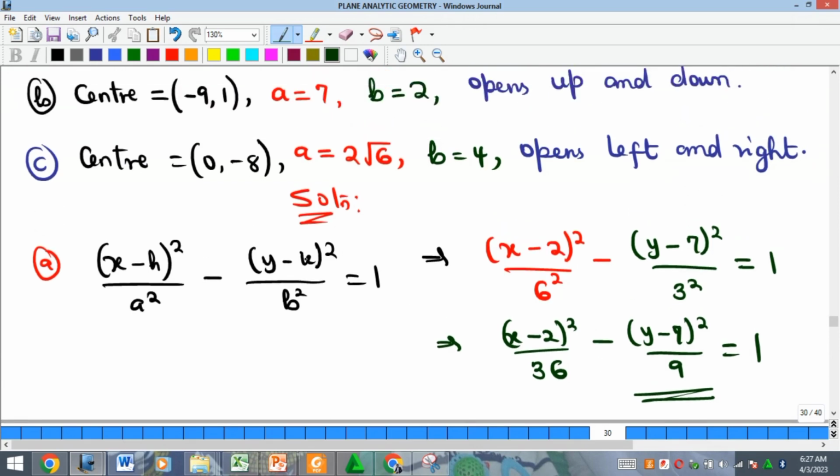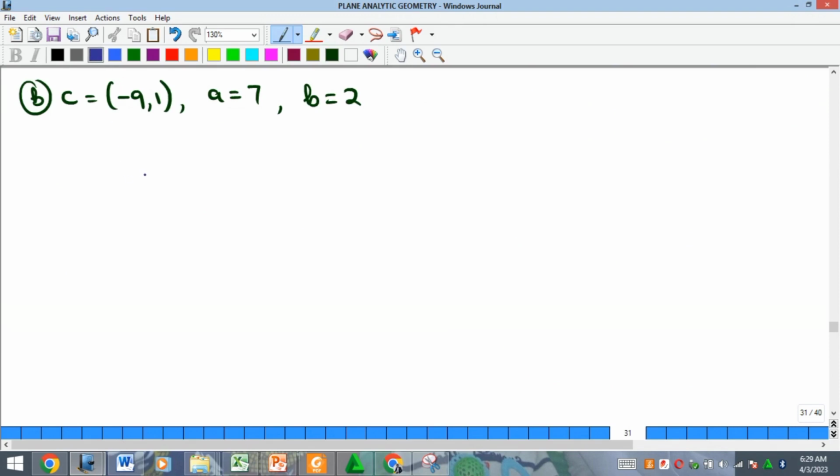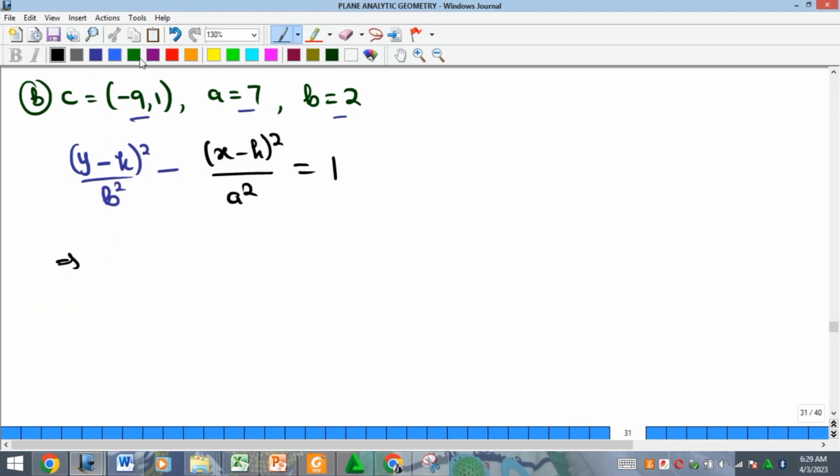Okay, so now for example B. For our B, we are told that our center is this, and this is our A and B, and it opens up and down. Okay, so recall that for opening up and down, your y will come first minus your k all squared, and so our equation will become y minus our k, in this case is 1, all squared, over our b squared, which is 4, minus our x minus h. So when you do minus minus 9, you are going to get plus 9 all squared, which is all over a squared, and that is 49, and that's equal to 1.